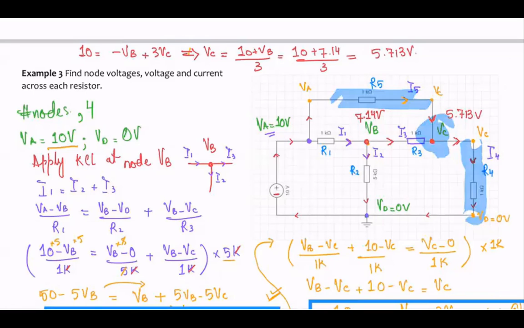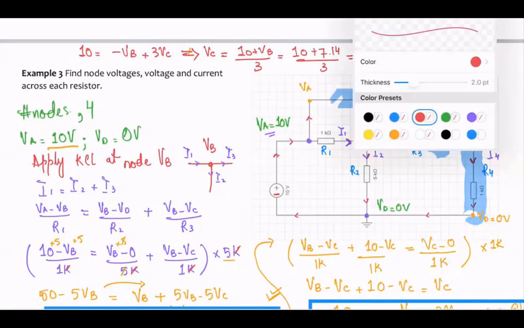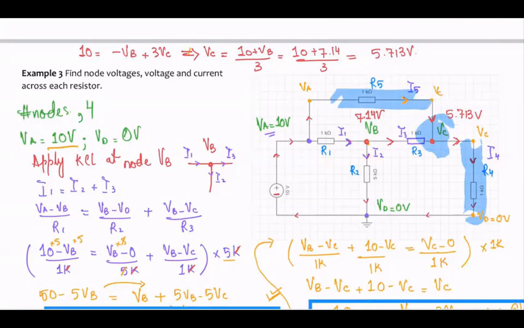And then, folks, once you have all these node voltages, that was the most important thing that you had to find out. Once you have these node voltages known, you can find the current across R2, which would be VB over R2, right? So that will give you I2. VB is known, R2 is known, correct? Similarly, I4 will be VC over R4, correct? And similarly, I5 will equal VA minus VC over R5. VA is already known, 10 volts. VC is 5.7. You plug in these values and calculate I5.